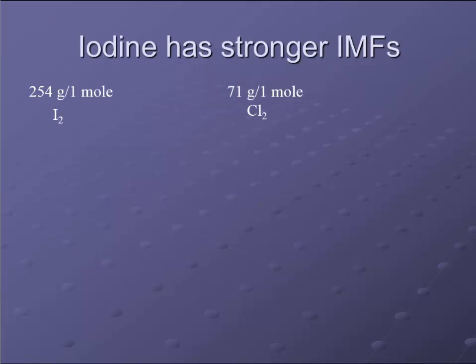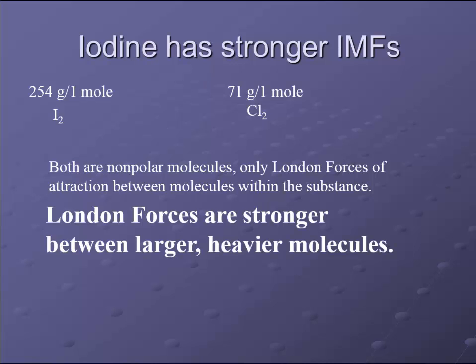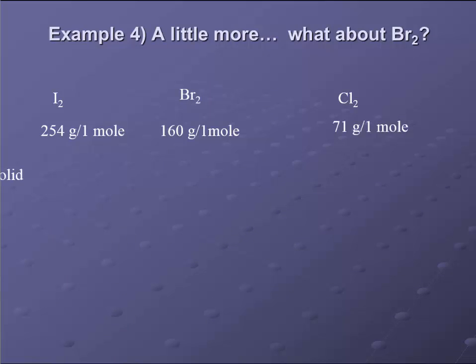We could also say that iodine has stronger IMFs. Even though we're talking about London forces, since these are all nonpolar molecules, remember that London forces are stronger between larger and heavier molecules. So iodine exerts stronger IMFs than chlorine does on other chlorines. Really, when we take mass into account, we're essentially looking at London forces.